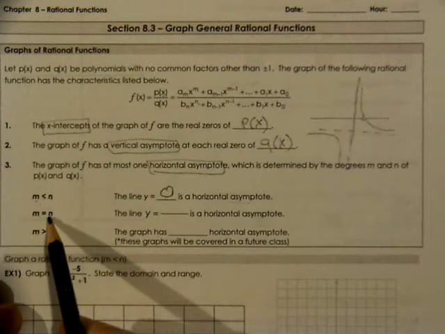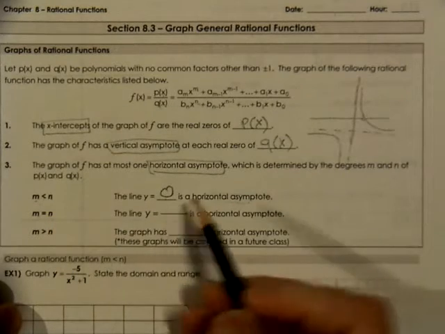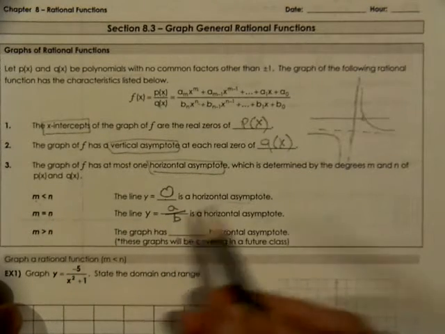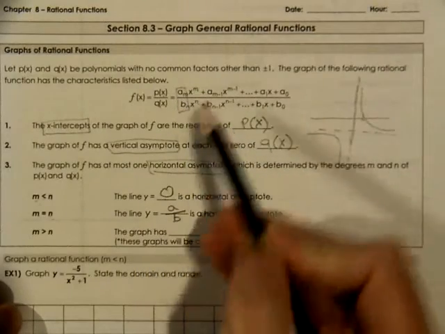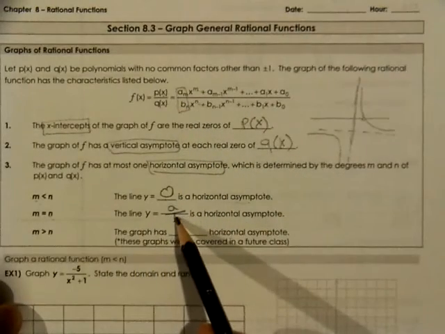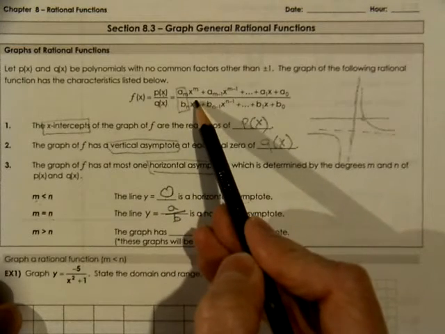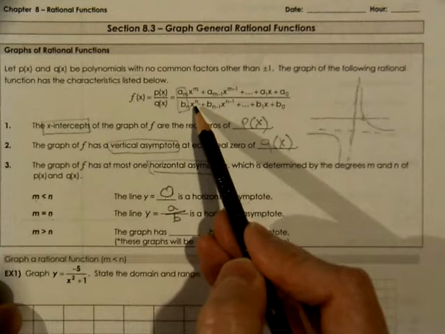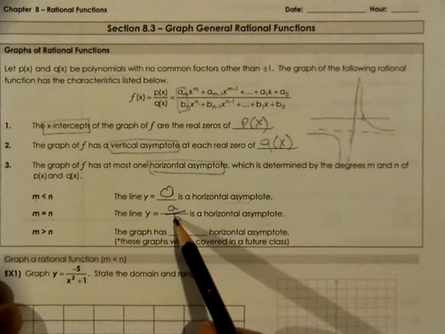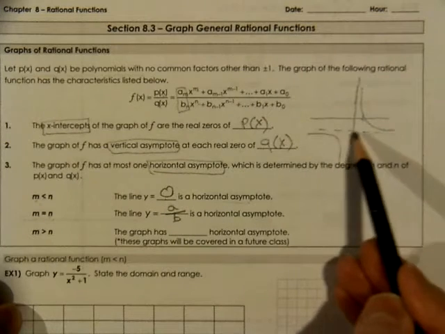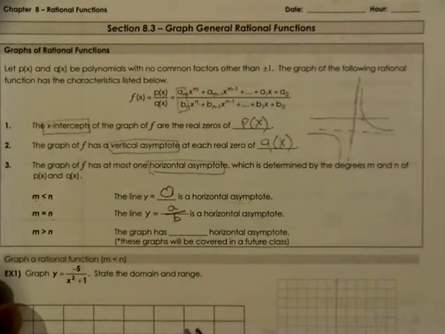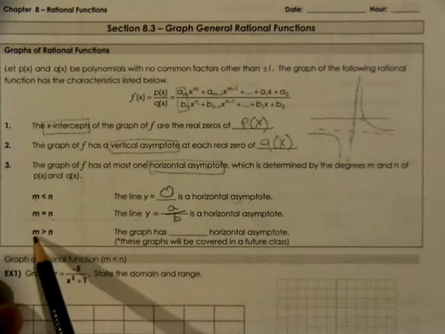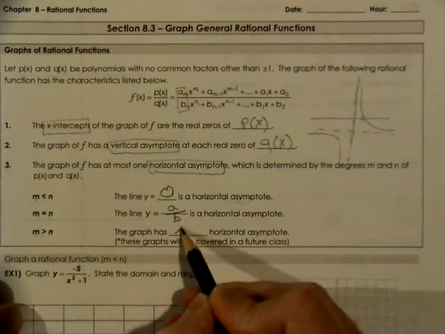If the degree of the top is equal to the degree of the bottom, then we would use the leading coefficients, which in this case they call a and b. So if m and n are the same, if they're both x to the first power, the ratio of the leading coefficients is where your horizontal asymptote would be located.